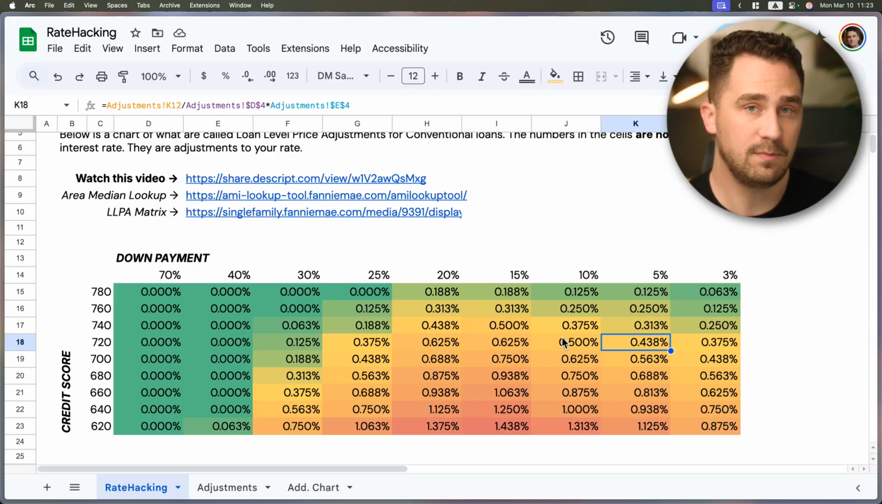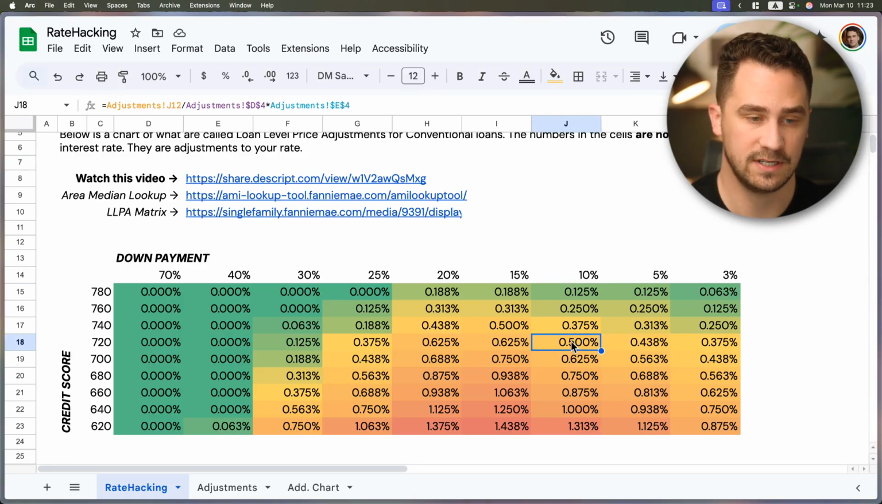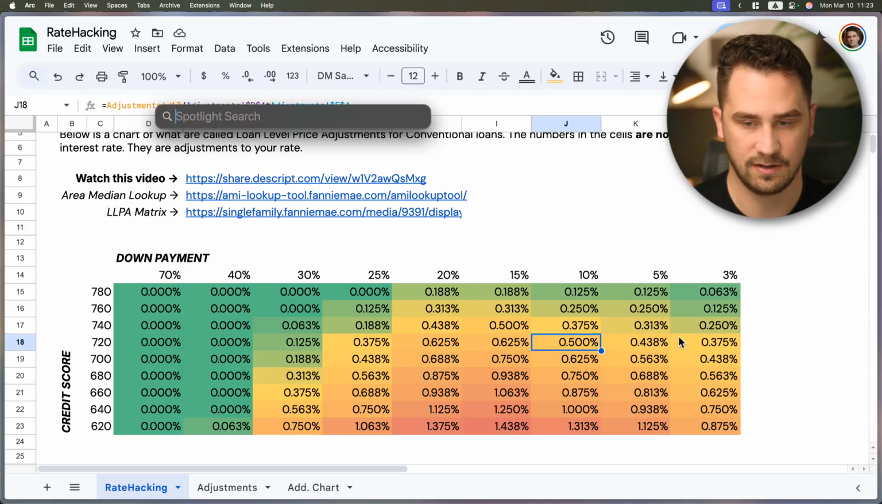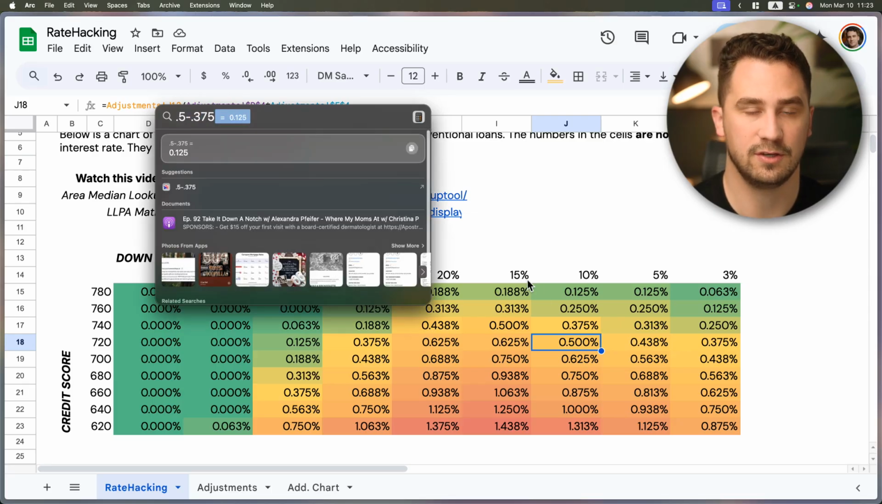And so for some people, if you're putting a lot down, it might make sense to say, okay, if you're doing 10% down at a 720 credit score, you might actually want to look at doing 3% down to save you on that interest rate, because you're going to have a slightly lower interest rate, right? All we have to do is 0.5 minus 0.375. So you'd have a lower interest rate by 0.125%.